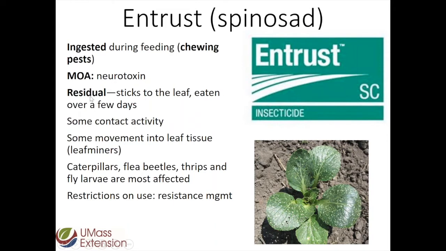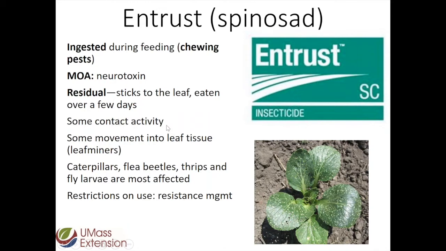It has some residual activity, so it sticks to the leaf and it stays there for a couple of days. And so that's a real benefit for something like flea beetle, where you can kill the beetles that are there right now, but they're going to keep coming and coming. So this residual activity is part of, I think, why Entrust works so well.